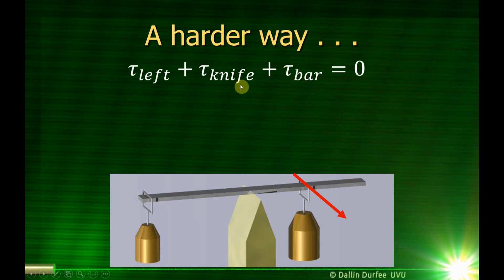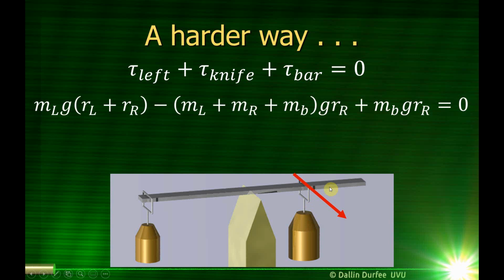So here we are, the torque due to the left mass plus the torque due to the force of the knife edge, and the torque due to the gravity acting on the bar has to add up to 0, right? And then we don't worry about the torque due to mass 2 because it's right at the axis. It's being applied right at the axis. Well, the lever arm for the left mass is R left plus R right, okay? And the direction of the torque, if I do R cross F, that's going to be positive, out of the screen.